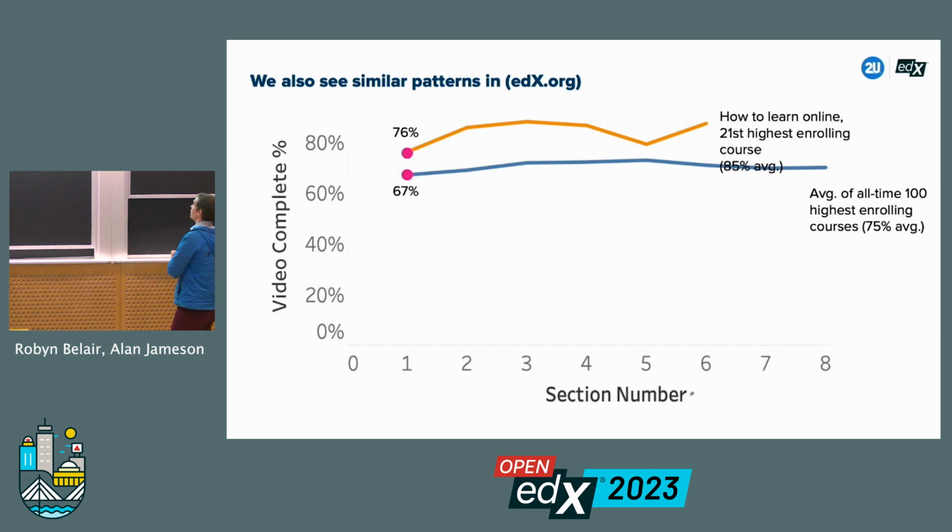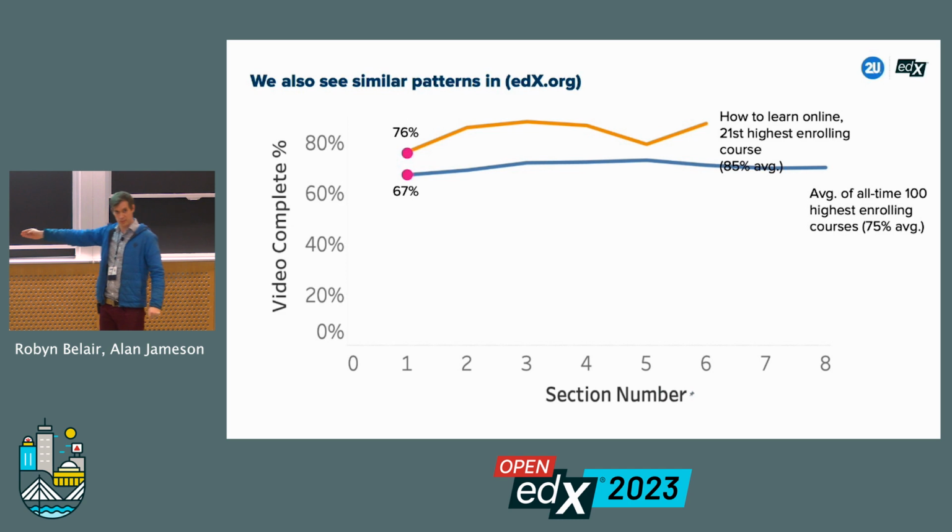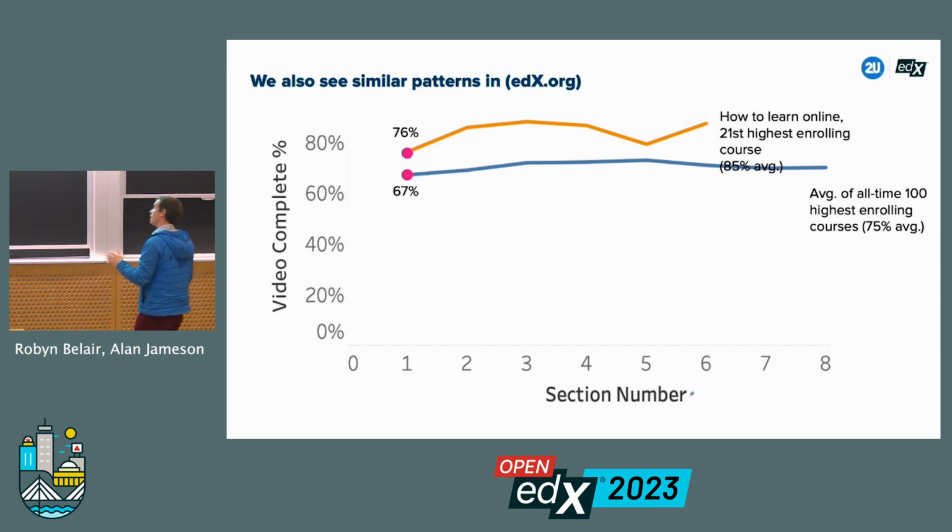I've also specifically split out How to Learn Online because we have Robyn, who is the lead author of that course, and who better to speak to it. Not only do you see this similar dynamic where in the beginning, the complete rates start lower and then tick up, but she's built a course where the video complete rates are higher in general, but that initial dynamic is more pronounced. Students aren't completing the first video.